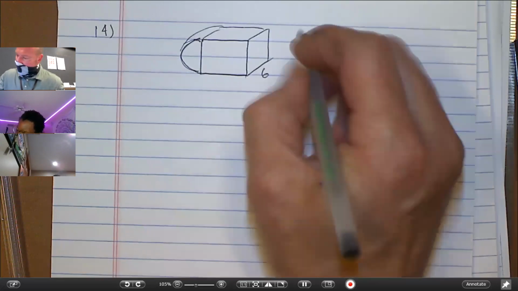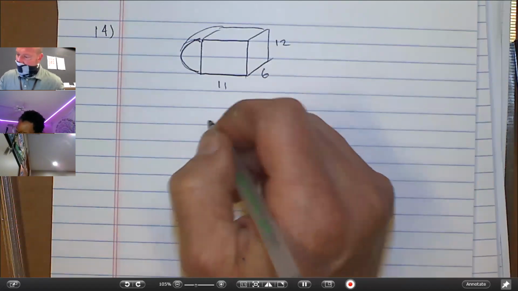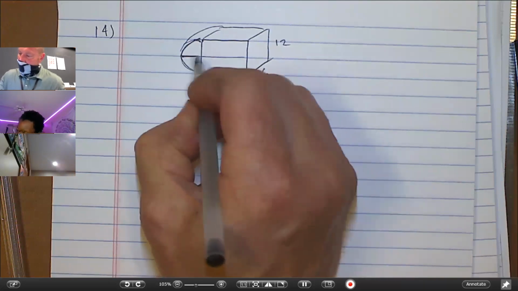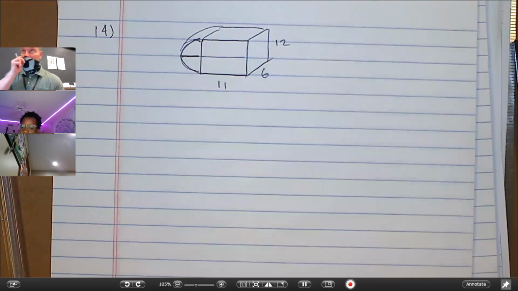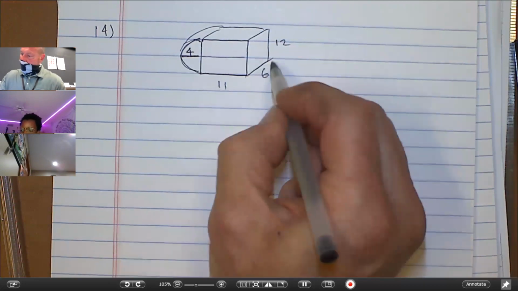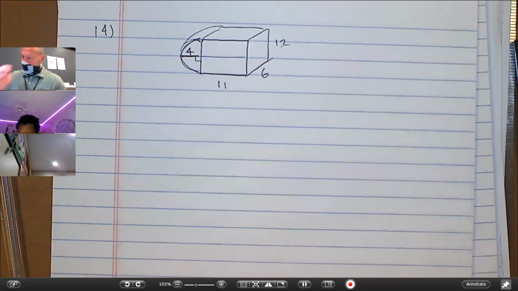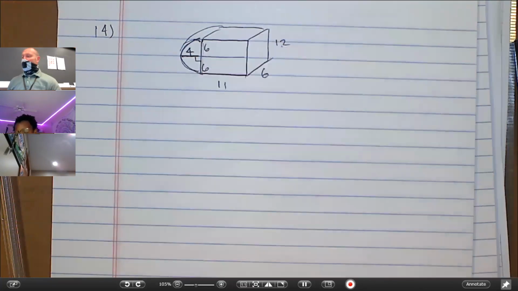This is a 6. This is a 12. This is an 11. From here to here is 15. So what is this distance right here? Not counting that. What is that distance right there? Yes. 4. Very good. However, noticing that this is a 12 and this is perpendicular here, what is this distance right here? 12. So this is a 6 and a 6. Agreed? What is the radius of this circle?